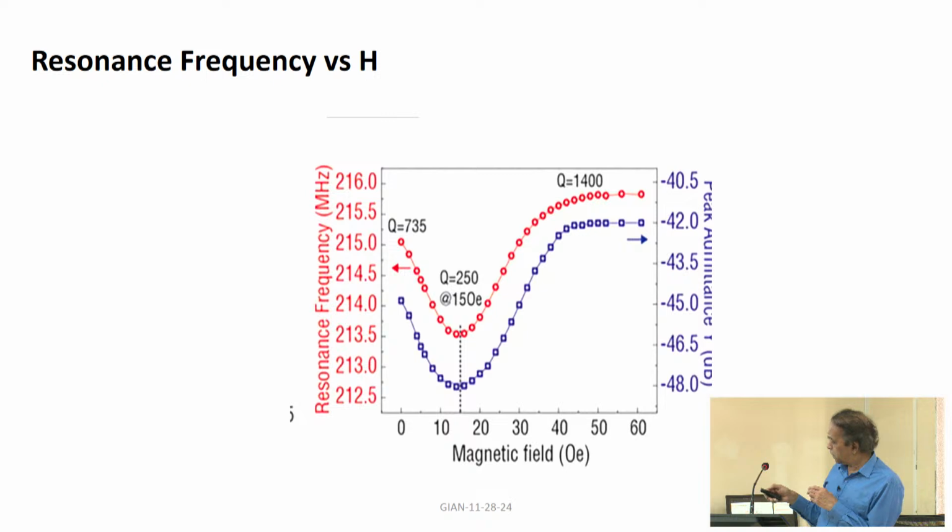But this one is operating under resonance in the thickness mode. Look at these frequencies. These are in hundreds of megahertz. So, as you increase the DC field, there is a shift, and then you do the calibration. It has very high Q, and it will be very sensitive to DC field.